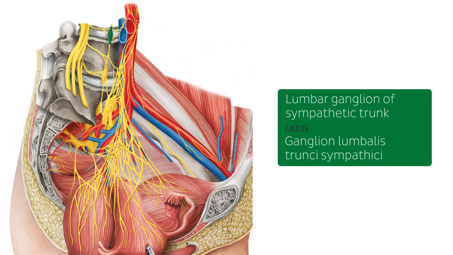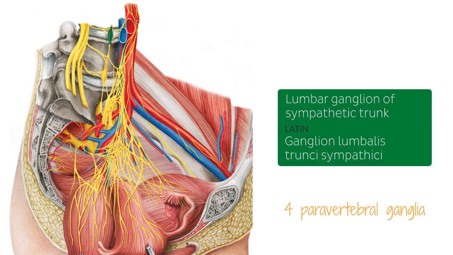Now, the lumbar ganglia of the sympathetic trunk are usually comprised of 4 paravertebral ganglia at the lumbar portion of the sympathetic trunk. Now, presynaptic axons from the sympathetic trunk at the level of L1 and L2 pass through the lumbar ganglia and form the splanchnic nerves. Now, presynaptic neurons from this portion of the sympathetic trunk supply the organs of the pelvis.